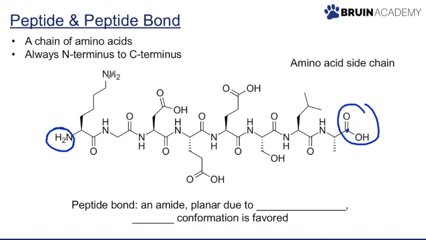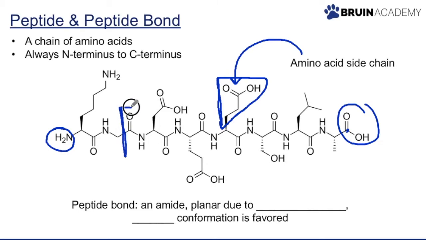So if we were to look at this and identify some important components to know, let's take a look first at the amino acid side chains. I'm just going to draw an arrow to just one of them. There's obviously many. So here is the amino acid side chain of the amino acid. And another really important thing to know is a peptide bond. So a peptide bond is considered an amide, which is basically a C double bonded to an O and to an NH. So it's an amide.